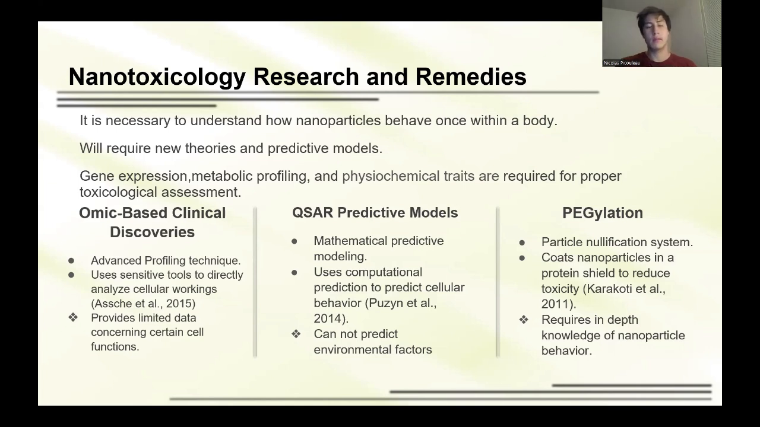So the most important data sets when it comes to nanotoxicological research and remedies have to do with physicochemical traits, as well as metabolic profiling and gene expression. Physicochemical traits have to do with the physical and chemical attributes of nanoparticles. Those being the three main traits that define nanoparticle behavior: the size, the shape, and the electrical charge of nanomaterials. This can be very difficult given the small size of nanoparticles, and difficult when it comes to observing them in a controlled environment.